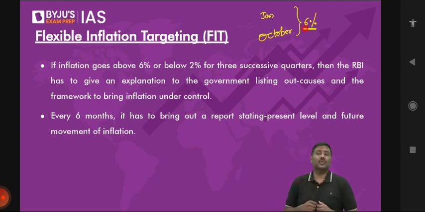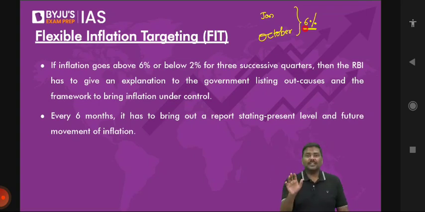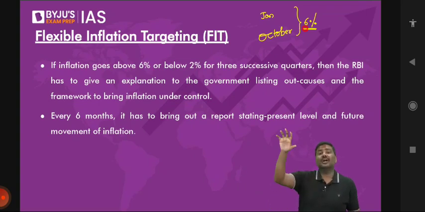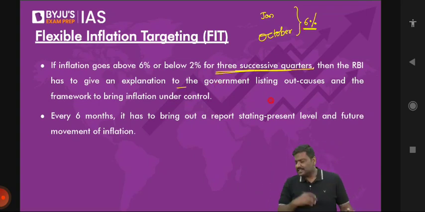In such cases, RBI has to give a written explanation to the Government of India. RBI has to give a document to the Government of India as to why this is happening, what RBI is doing, and how they'll be able to control this inflation rate. So remember, for 3 consecutive quarters, or successive quarters, simply means 9 months. Any difficulty?